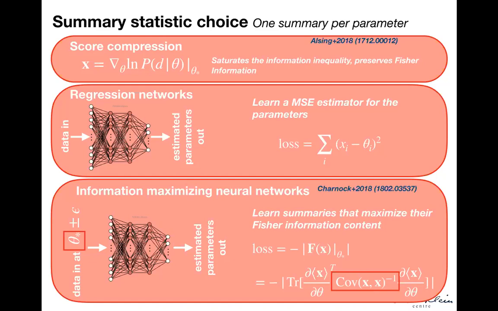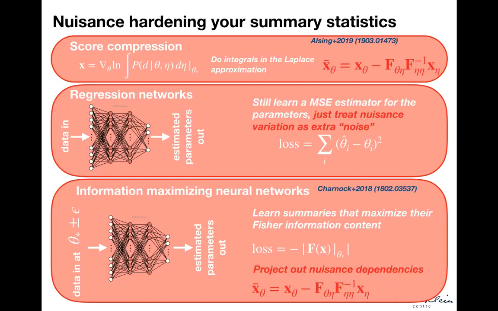So this is cool. The other thing that we do a lot in our community is nuisance hardening our summary statistics. We're very often in a situation where our model has lots of parameters, but most of them are nuisance parameters, and usually there's only a couple of things we actually care about. So it's interesting to ask what are the optimal summary statistics that are as informative as possible about the parameters we care about, whilst being as insensitive as possible to the nuisance parameters that we ultimately want to marginalize out.